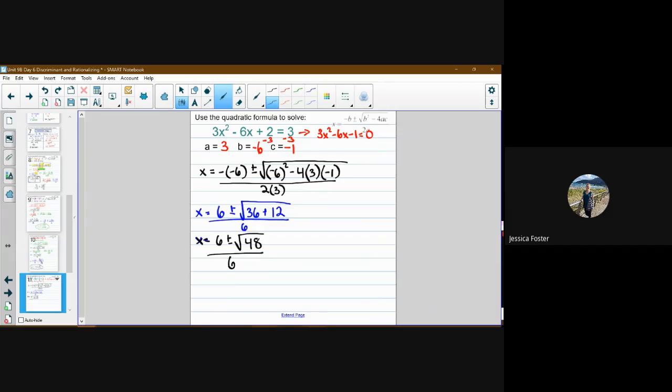divided by 6. All right, what is the square root of 48 simplified? Is there a perfect square that goes into 48? Yes, there is. And if you stuck with 4, yes, you would be able to go with 4, but you'd have to simplify that a couple times. I think there's actually one that's bigger than that.